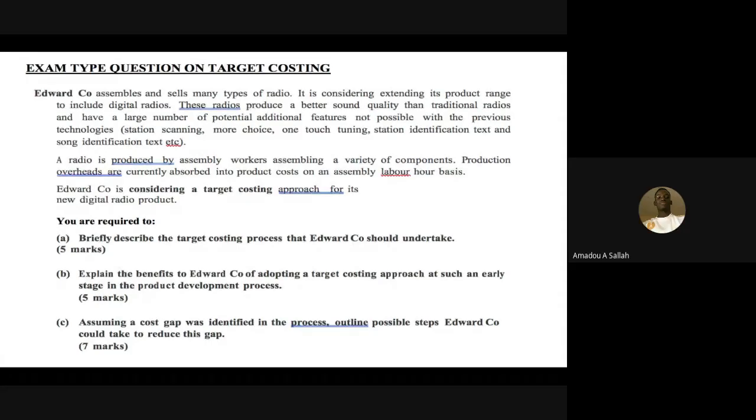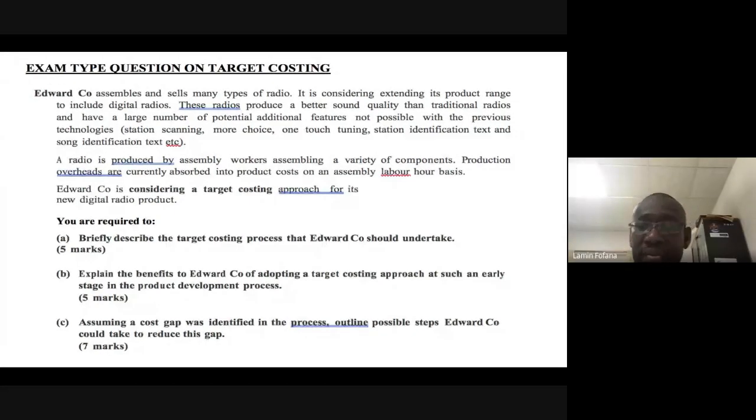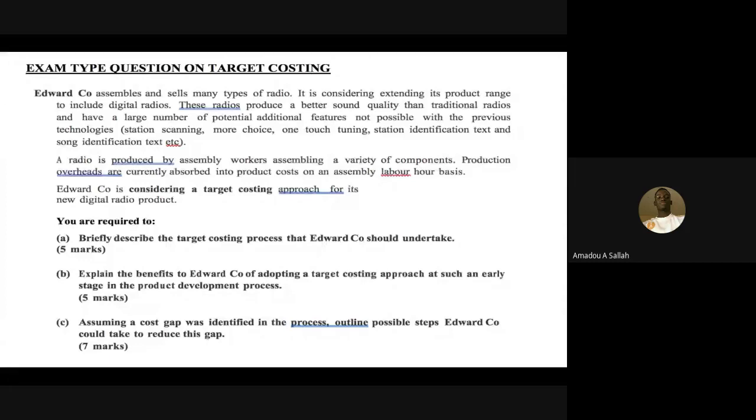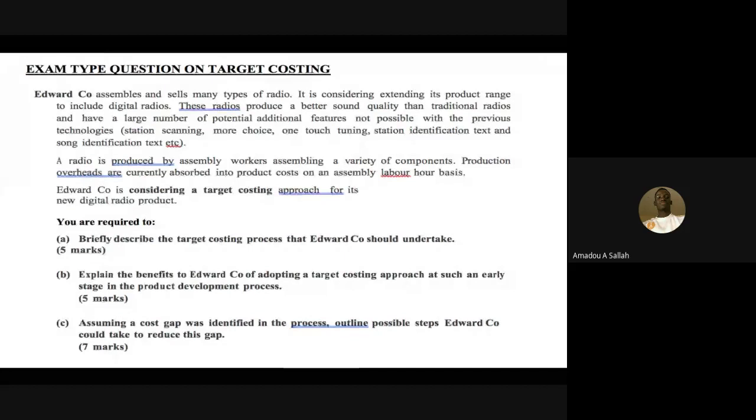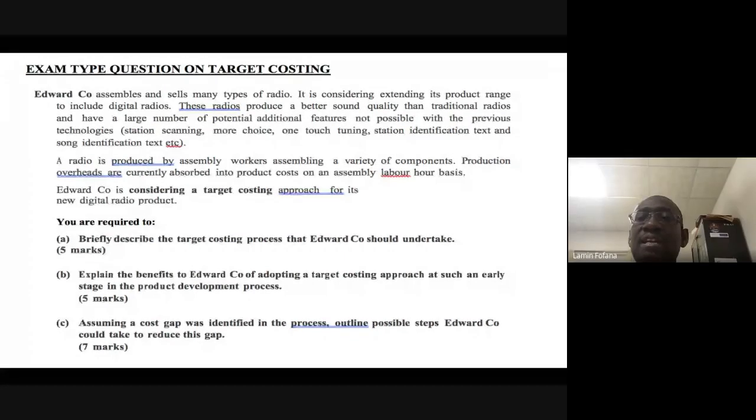What are some of the benefits of target costing to Edwards Company? Can you say it would also give the company a financial direction to attain a specific price? A financial direction in order to attain a specific price? Yes. Because by the use of target costing, you have done your market research properly, and then you already arrive at a conclusive price that you're going to use to sell your products once they are ready. Yes, that's true. Okay, what else?